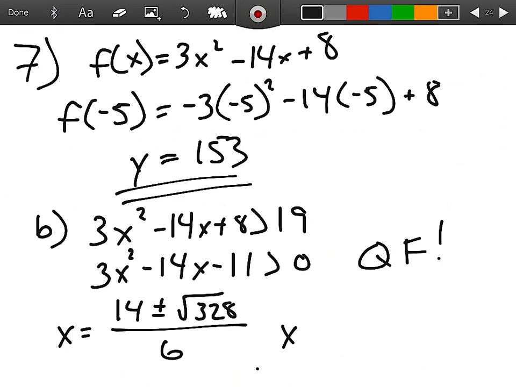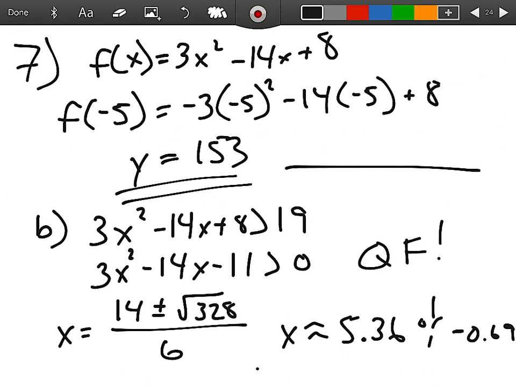And then therefore x is approximately 5.36, or remember you have an x squared, so you have two x's that are possible, negative 0.69. And then they want us to draw that graph. I'll draw it right here. The graph there would be going from negative 0.69 to 5.36, and because it is a greater than symbol, it's non-inclusive, so we draw circles and the arrow going where we need to go.